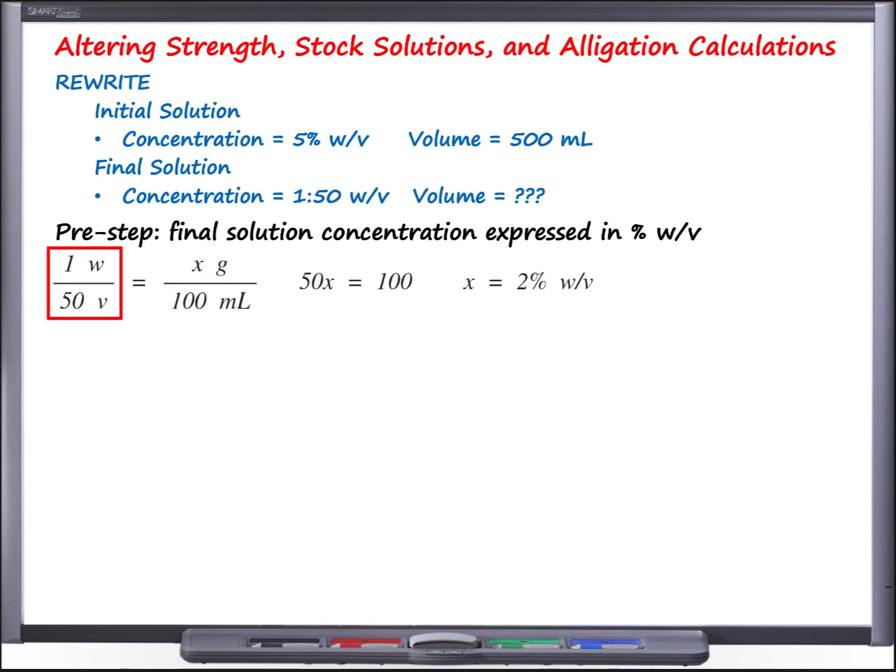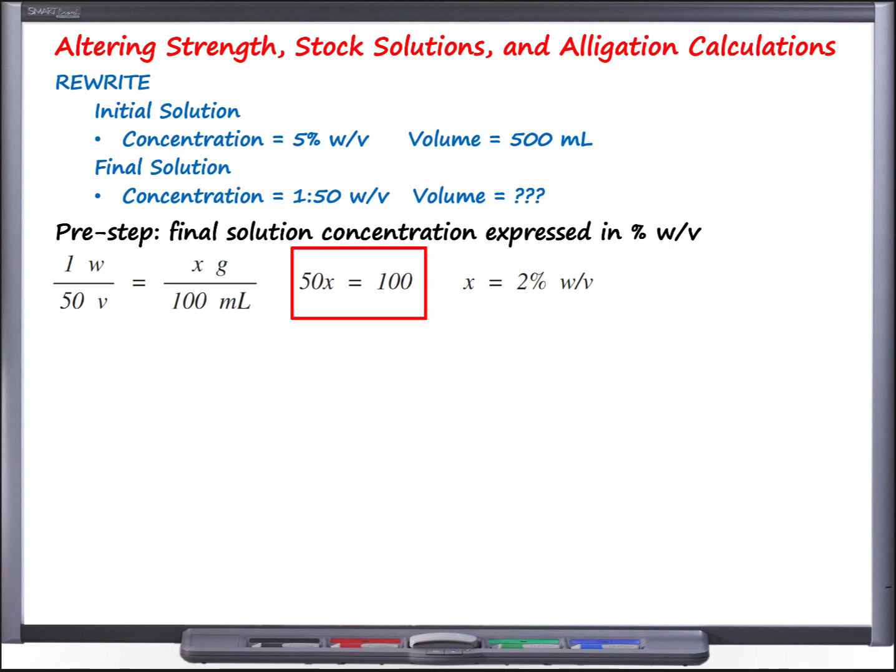What we're starting with in the question was a 1 to 50, and since it's a weight per volume, we have units of weight over volume. What I want in the end is to express that in a percent weight per volume. Percent weight per volume is defined as the weight in grams per 100 milliliters. So if my ratio strength is 1 over 50, I'm going to set that equal to some X grams over 100 milliliters, because that's defined as percent weight per volume.